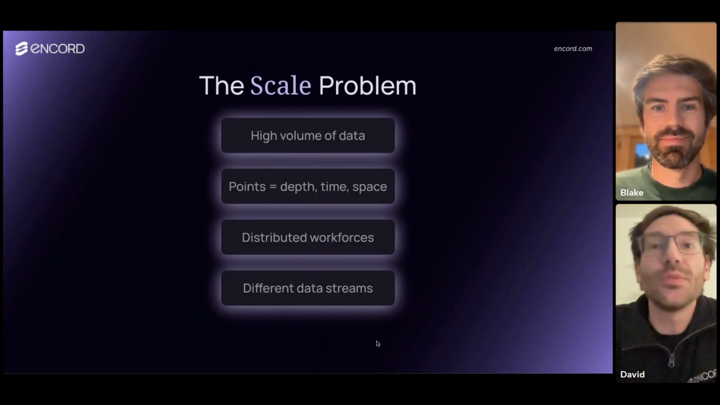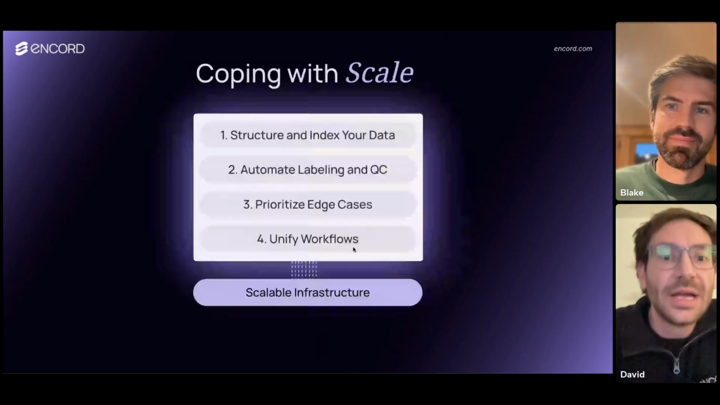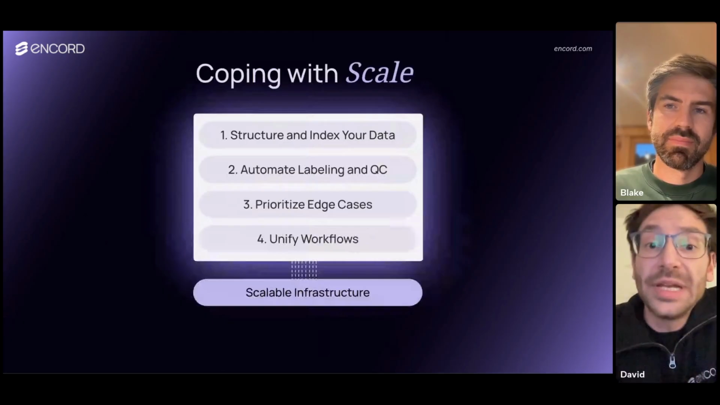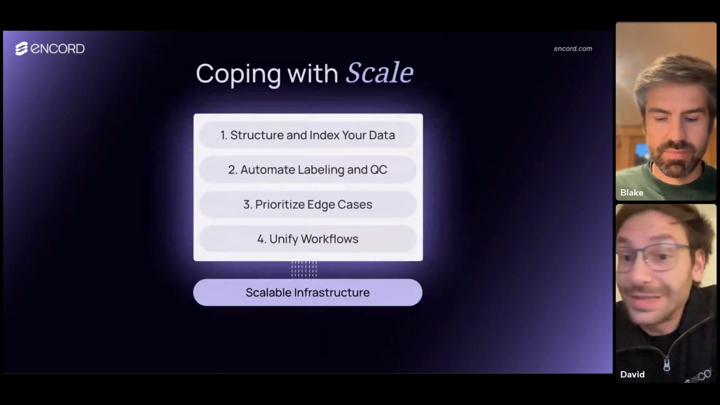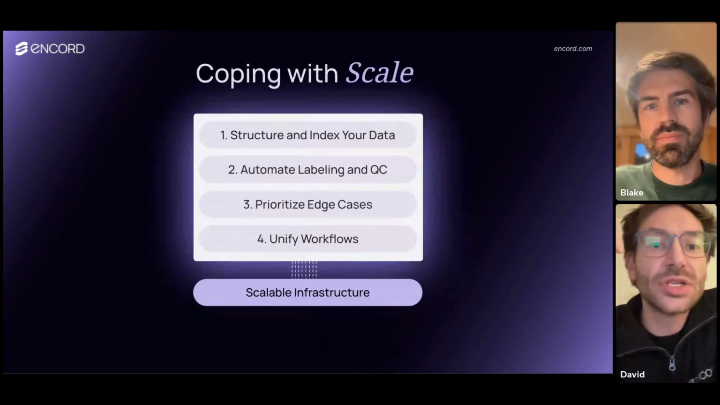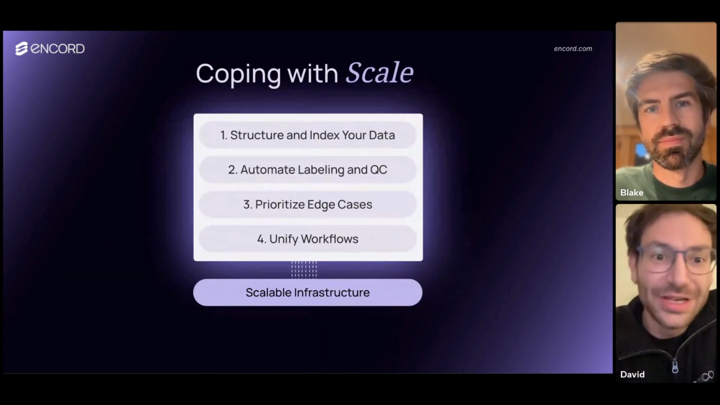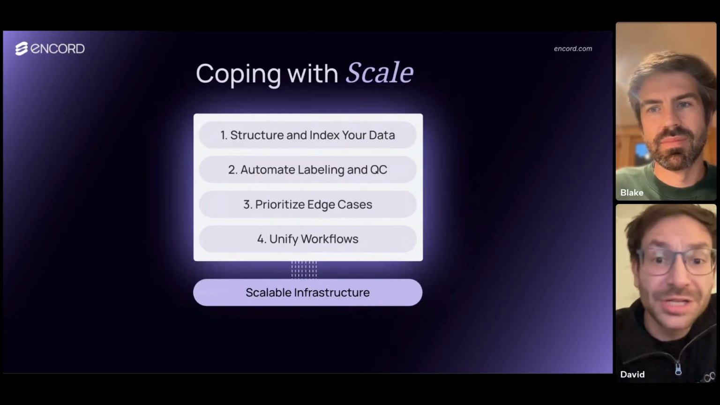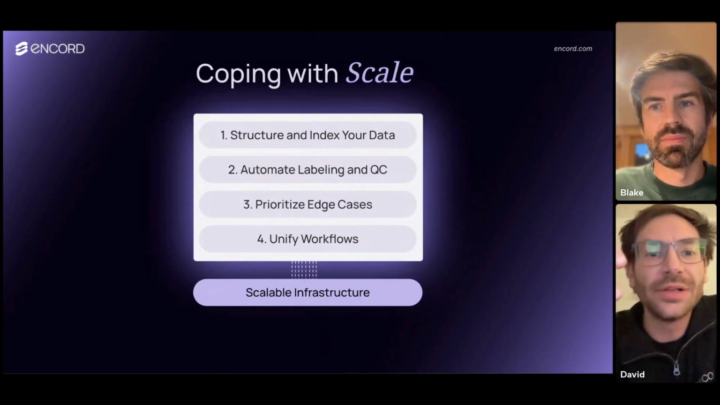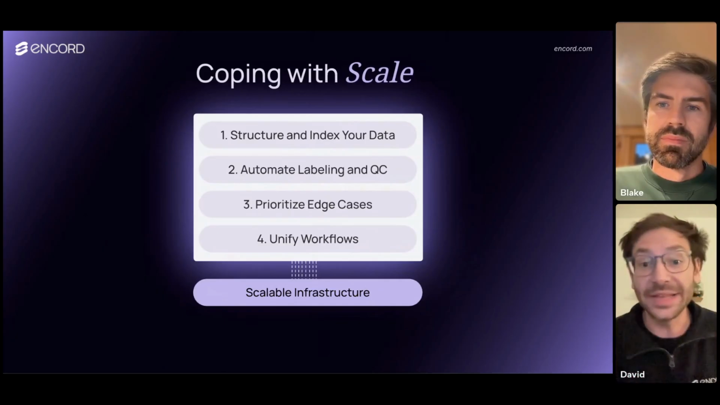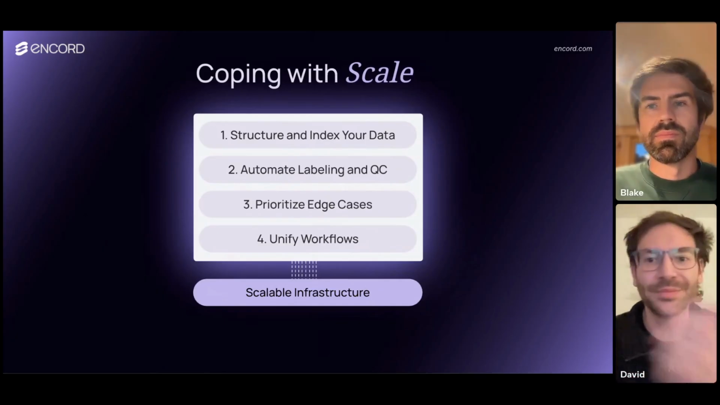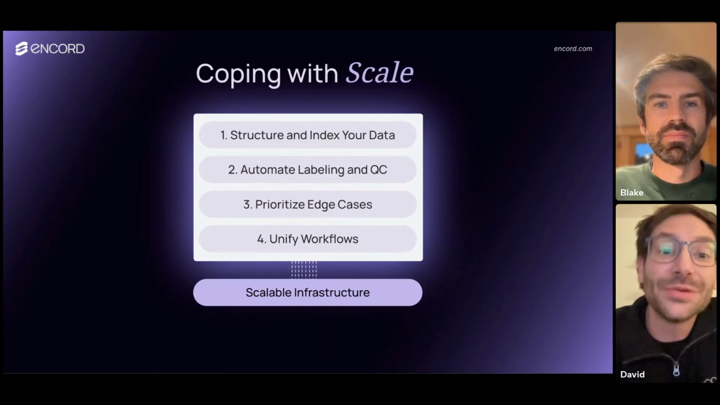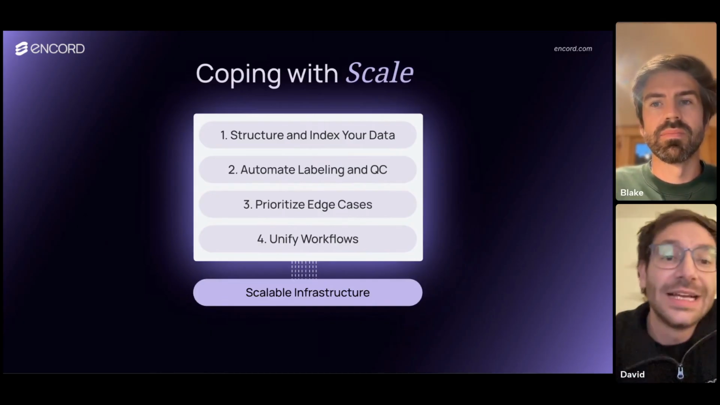So given this explosion in data and bottlenecks, it creates a large problem. So how do we cope with scale? There are a few core strategies that make large-scale 3D workflows manageable and, importantly, valuable. First, structure and index your data. Treat your data sets like a product. Make sure it's consistent, versioned, and searchable. When every file, sensor frame, and label has metadata such as environment, weather, sensor setup, you name it, you can actually find and reuse the right data when needed.